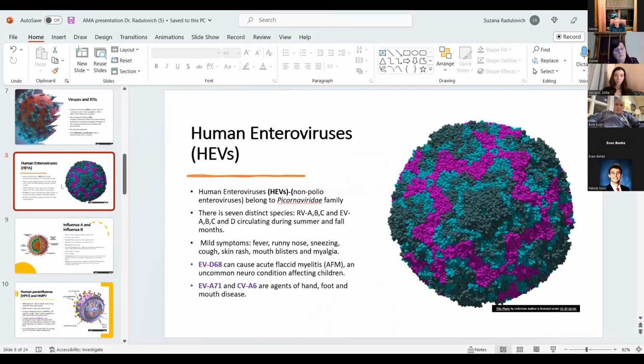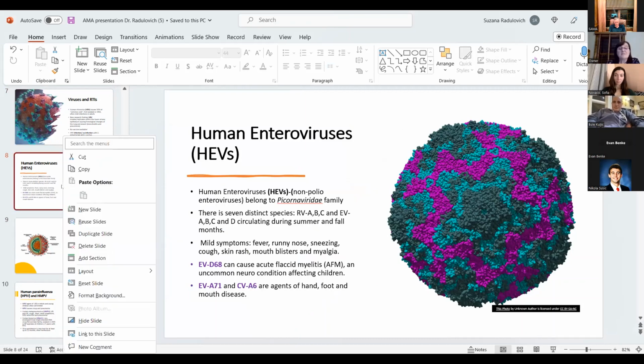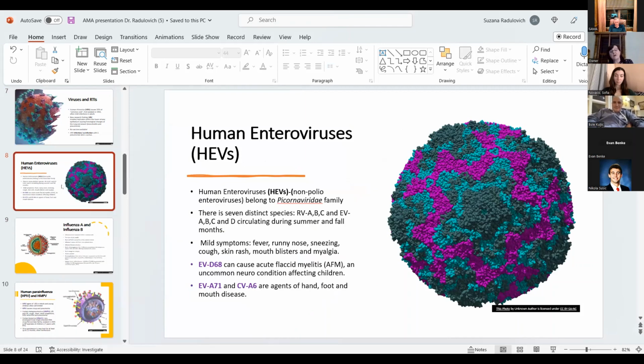You are most likely familiar with HEVs. They belong to the Picornaviridae family. We know that there are 7 distinct species. In adults they cause mostly mild symptoms: fever, runny nose, sneezing, cough. Sometimes we see patients with skin rash, mouth blisters, and myalgia.